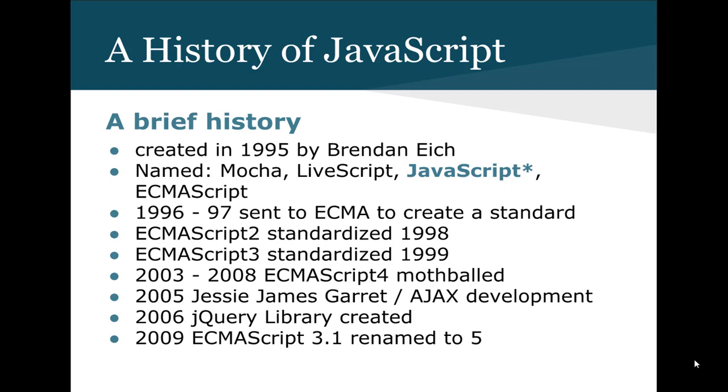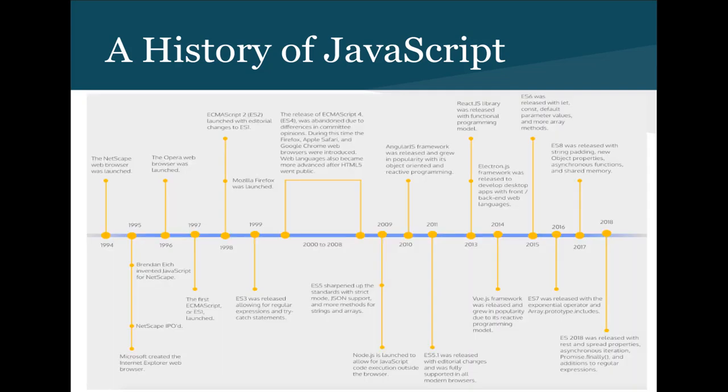So the browser wars throughout the early 2000s are part of the reason that ECMA 4 was scrapped. Version 3 got renamed to 5. There was this really cool thing that happened in 2005. This guy, Jesse James Garrett, wrote a white paper which brought about the implementation of Ajax, which we will talk about later on in this course, and the renaissance of JavaScript, which then turned around and led to the creation of JavaScript libraries like jQuery and MooTools.